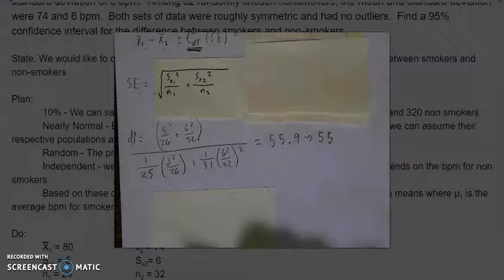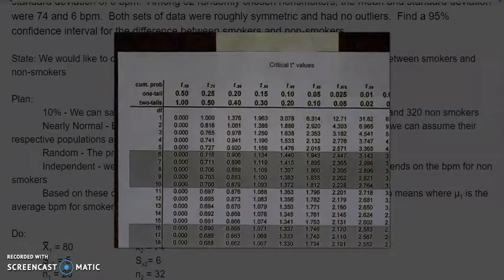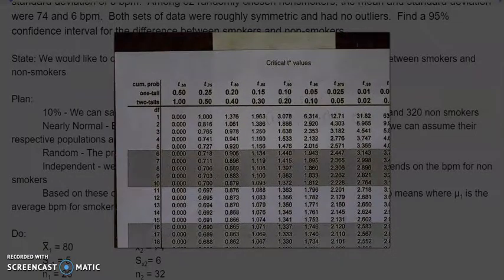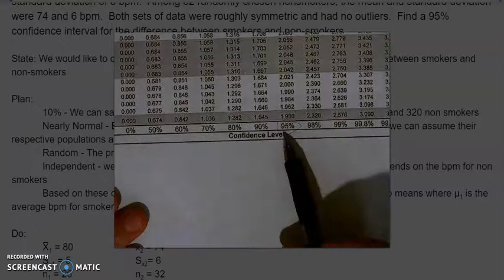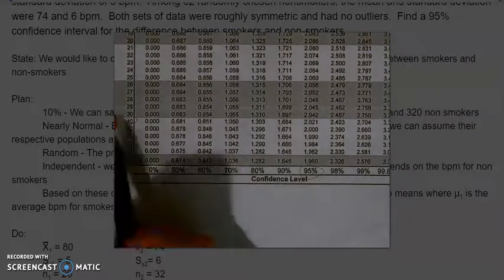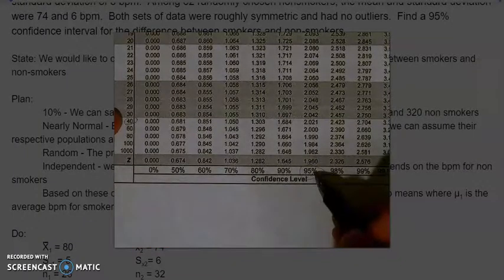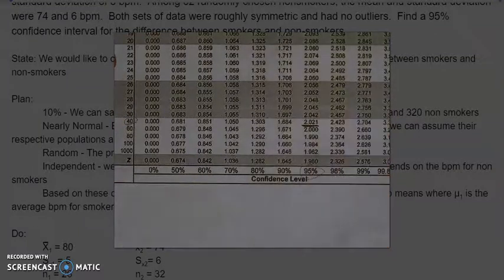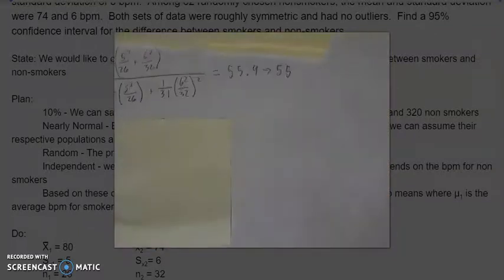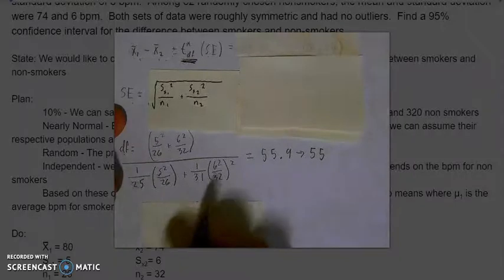Now what we need to do is find the critical t based on that degrees of freedom. If I flip this over, I've got my critical t value table. I know I'm using a 95% confidence level, and I know my degrees of freedom is around 55. However, I don't have 55 in here, so we go to the next lowest value, and we find where these two meet, and they meet right here at 2.021. So our critical t that we're going to use for this confidence interval is 2.021.